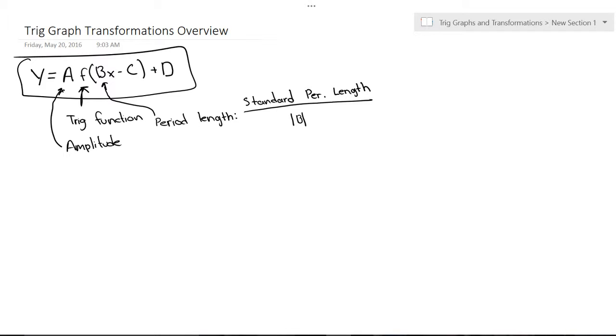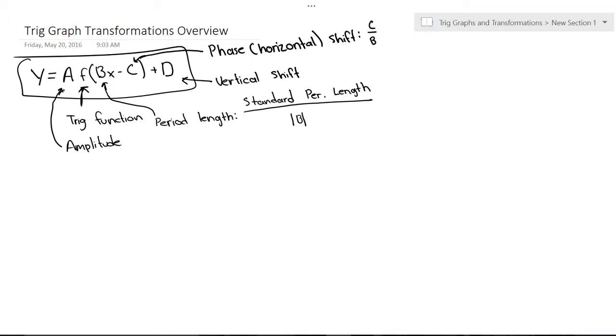And then we have this c value, and this has to do with phase shift, which is a horizontal shift. I'll write horizontal in parentheses. That's just moving the graph along the x-axis. And the phase shift is c over b. Then we finally have this d, which is just a vertical shift, just moving the graph up and down.